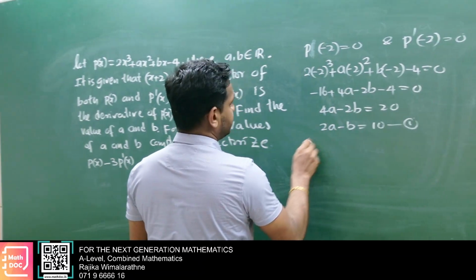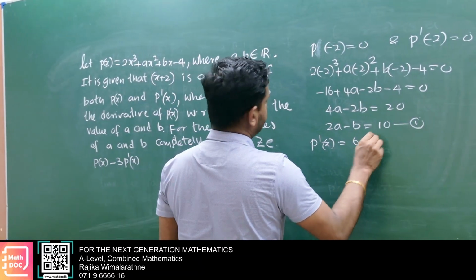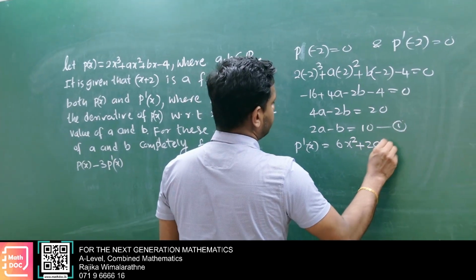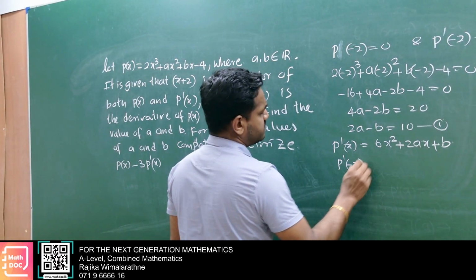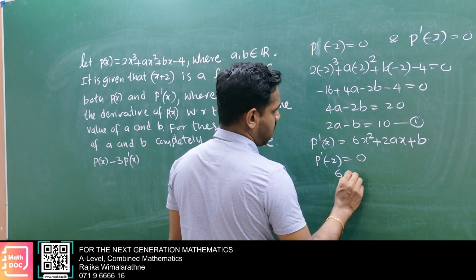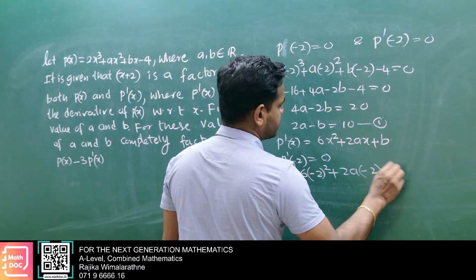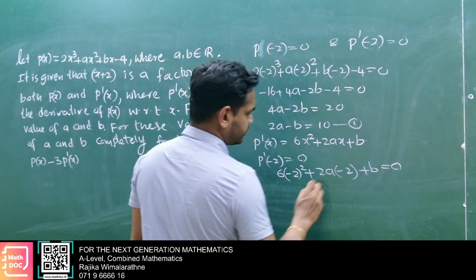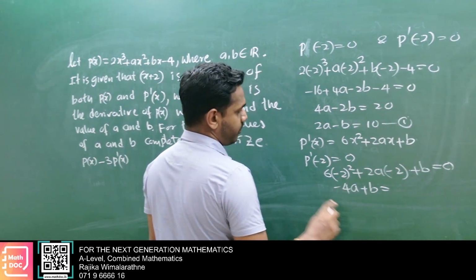Then differentiate P'(x): 6x² + 2ax + b. Then 6 into (−2)² − 4a + b = 0, so −4a + b = −24. Second one.